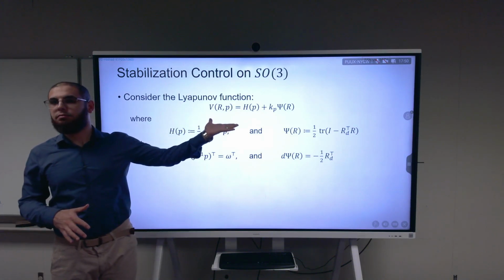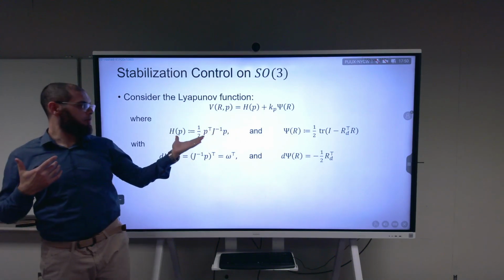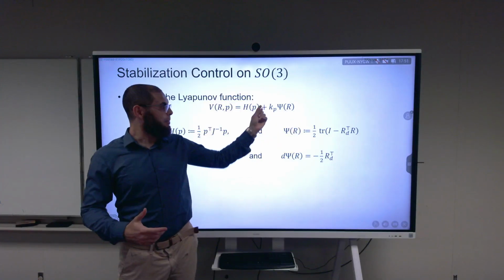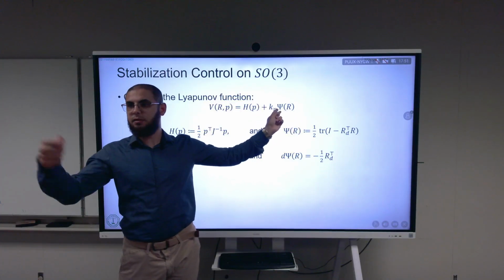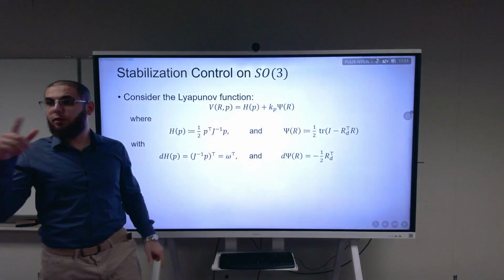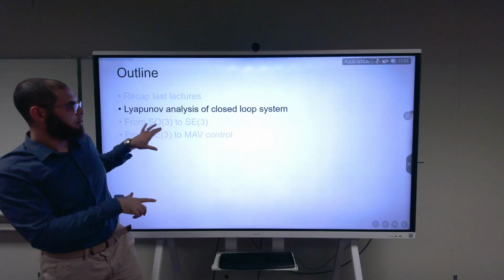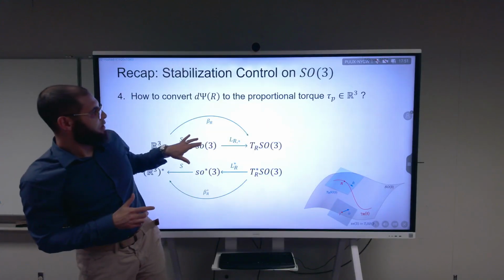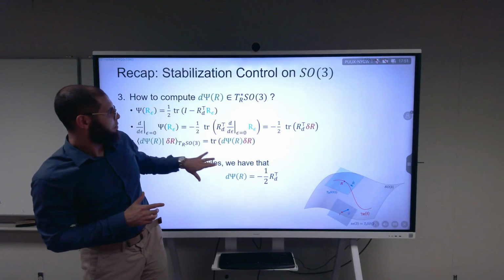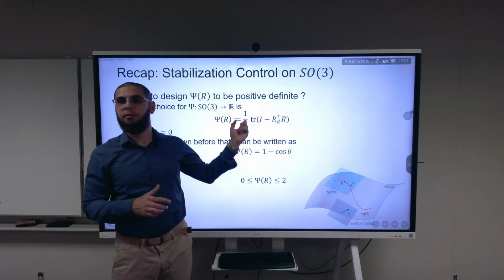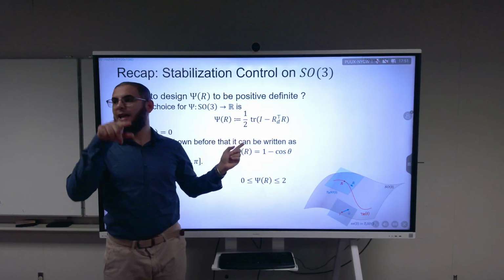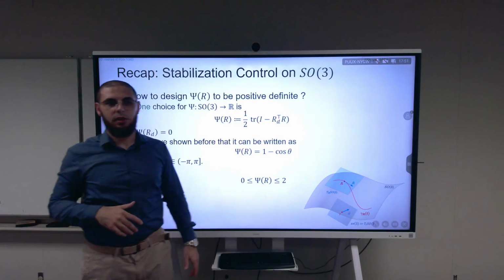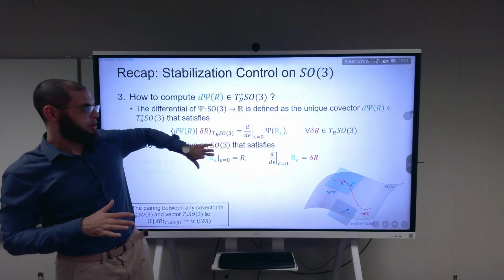Now, Lyapunov analysis. Okay? Lyapunov function: the original kinetic one that we had plus the potential one that we added. I'm going to multiply this by Kp so that stuff cancels out. By the way, alternatively, we could have included the Kp inside the definition of psi itself. I could have written this as half Kp transpose of I minus R desired transpose R, and then we would not have written it there. So you can do it this way or that way. It's just a constant.